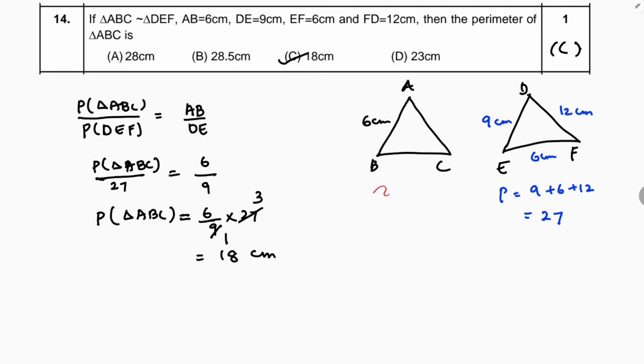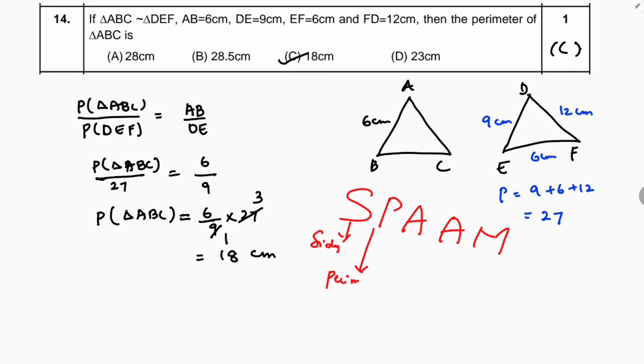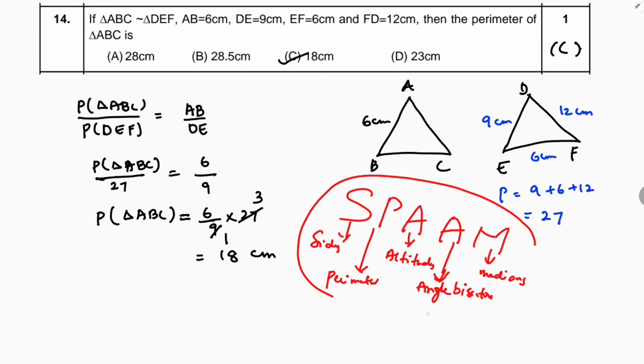See, there is one mnemonic for similar triangles. See, this is sides, perimeter, altitudes, angle bisector, and medians. See, they all will be in the same ratio. Sides, perimeter, altitudes, angle bisector, median. So here perimeter and sides will be in the same ratio. So with the help of that I calculated.